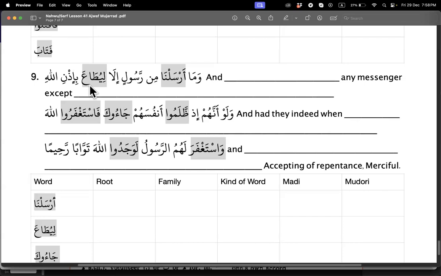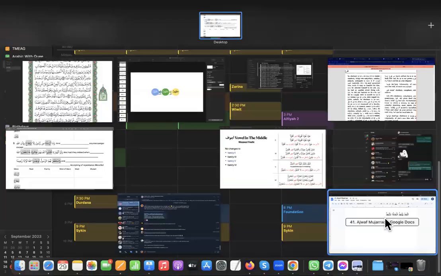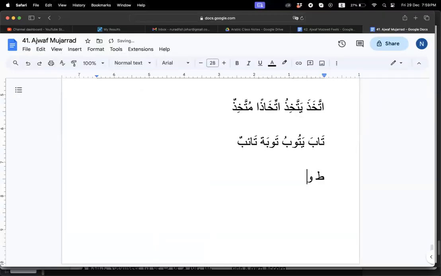Yuta'a is fi'il mudhari, huwa, and the root letters are ta, waw, ain. What family is this one? This one, what family? Oh, this one family one, like jahada yujahidu. Okay, so you said the root letters are ta, waw, ain.